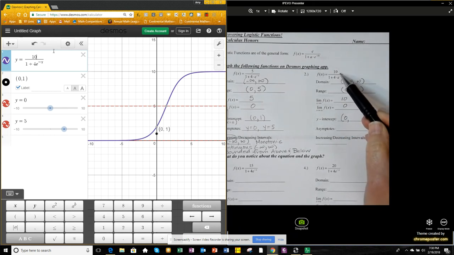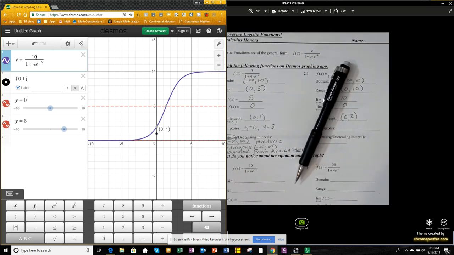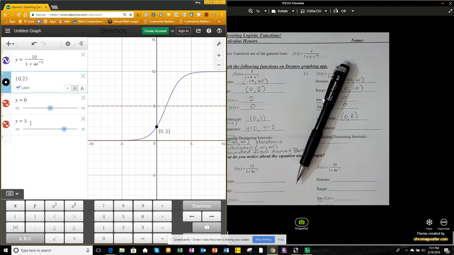If I put 0 in for x here, I'm going to get 10 over 4 times 1 is 4, plus 1 is 5. So 10 over 5 is 2. So it's changed to 2. So let's change that to 2 on our graph here. There it is, 0, 2. That works. Our upper asymptote looks like it's going to be 10 now.